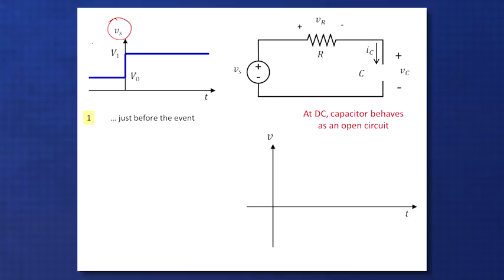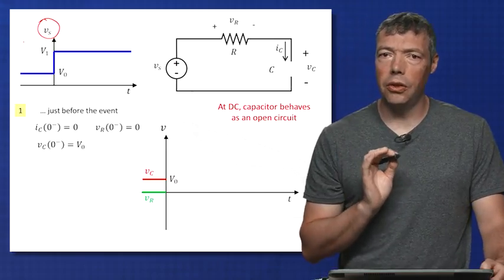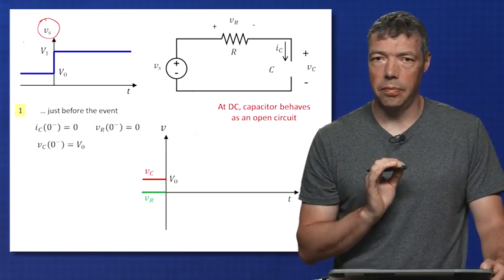So just before the event, this is what my circuit actually looks like. And this is simple to analyze. All the currents are equal to 0. The voltage over the resistor is equal to 0. And the voltage over my capacitor is equal to this V0. So this is what I know the situation is just before the event.